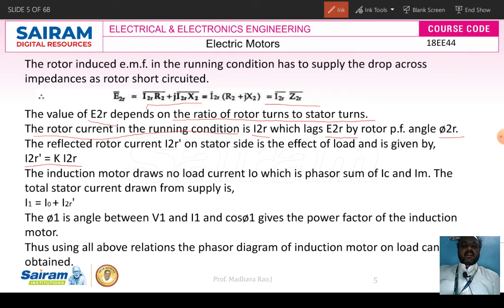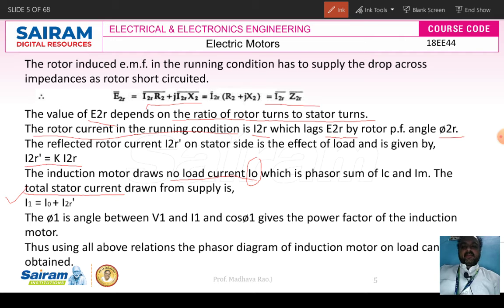The induction motor draws no load current. So no load current is I0, which is the phasor sum of IC and IM. So IC and IM, these two currents, if you take the phasor sum, will be equal to the no load current I0. So now the total stator current drawn from the supply, I1, is equal to I0 plus I2R dash.